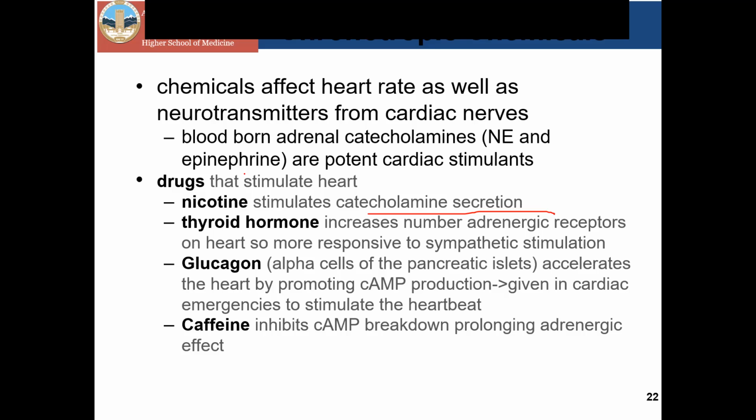Or glucagon. Glucagon is produced by alpha cells in the pancreatic islets, and this glucagon accelerates the heart by promoting cAMP production. Do you remember? We discussed it. Catecholamines like norepinephrine and epinephrine activate cAMP production, and cAMP opens calcium channels. The glucagon affects cAMP directly. Caffeine in tea, coffee, or chocolate inhibits cAMP breakdown and prolongs the adrenergic effect.